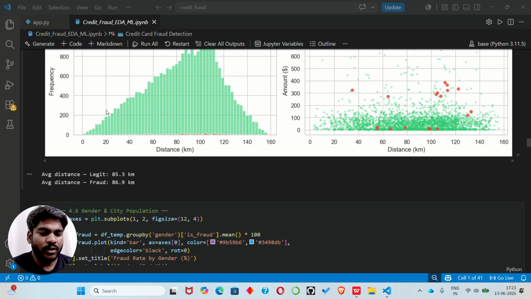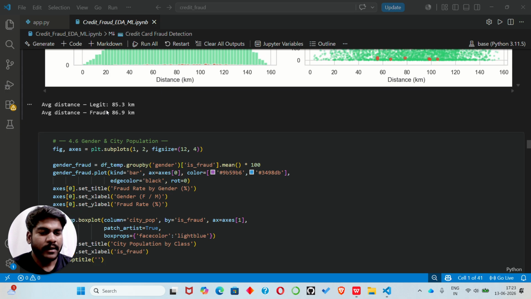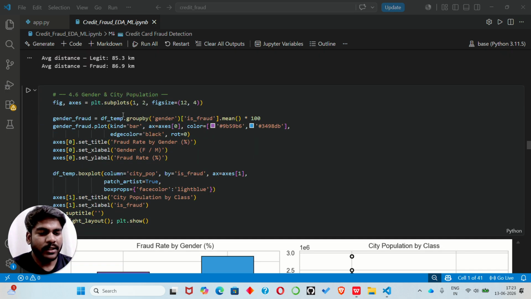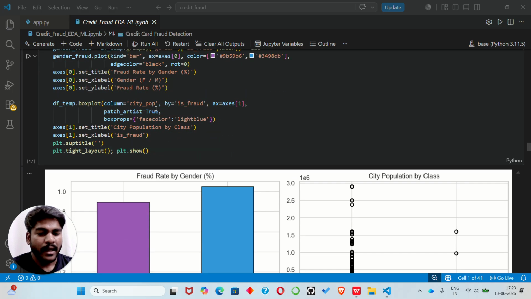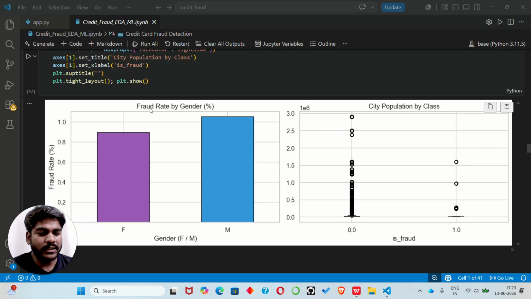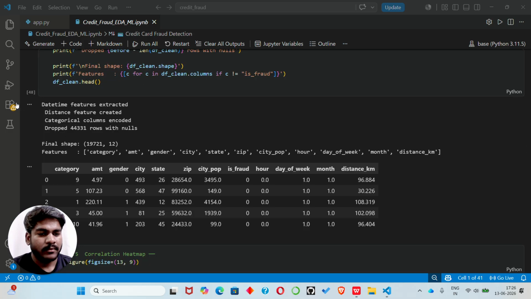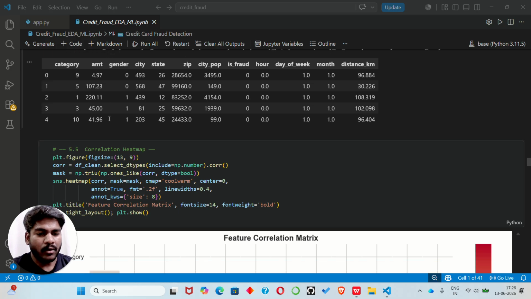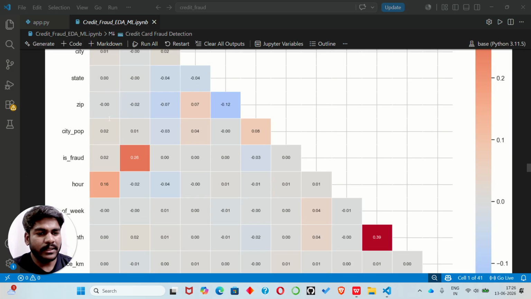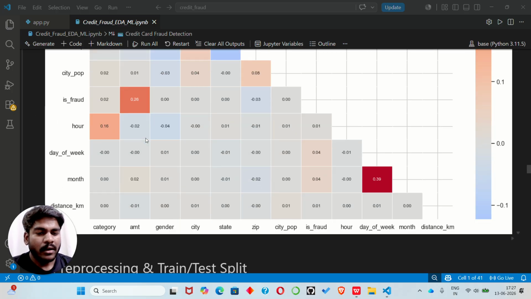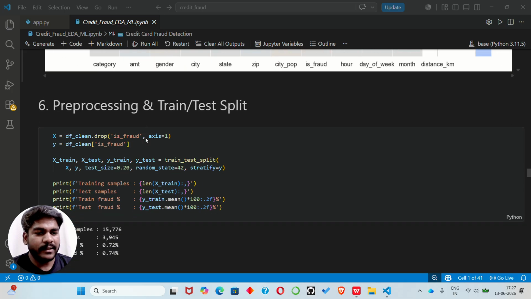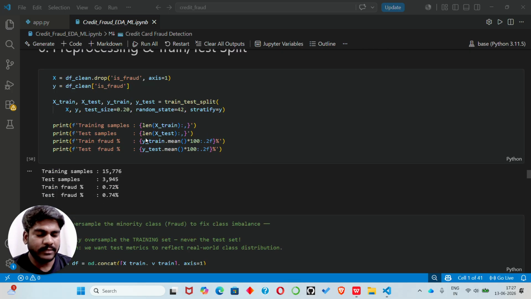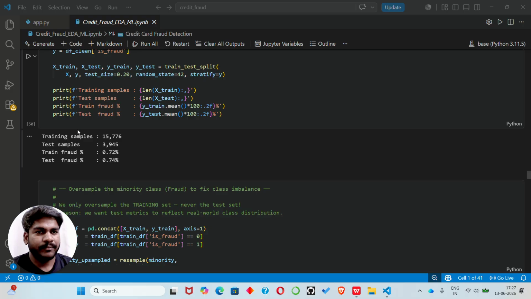Then I did label encoding of columns like category, gender, and city into numbers using label encoding, as we know that machine learning models only work with numbers and not text. Now, by using a heat map, I tried to find the correlation between all the variables. Now, to train the model, I split the data into training and test sets: 80% I use for training and 20% for testing.